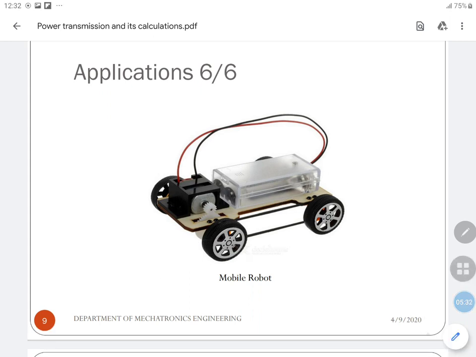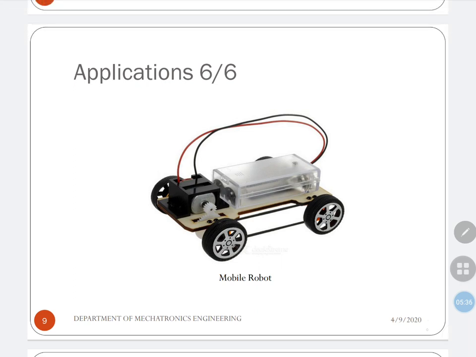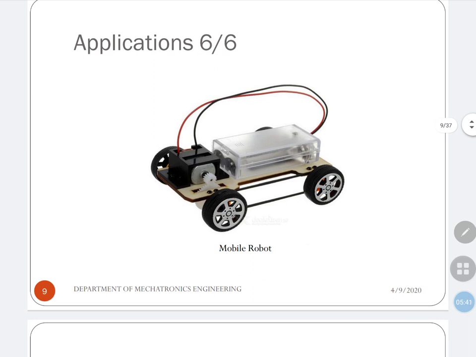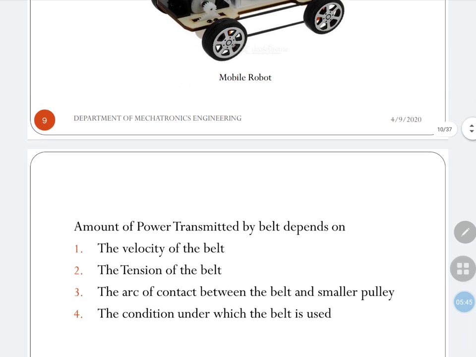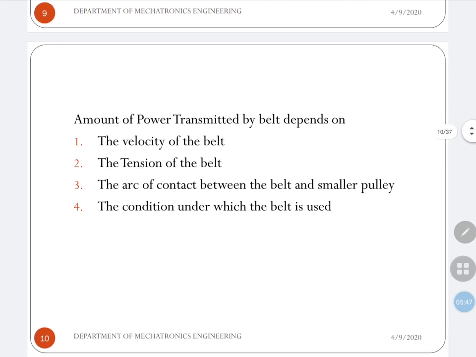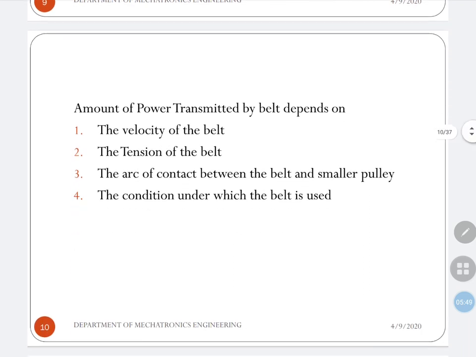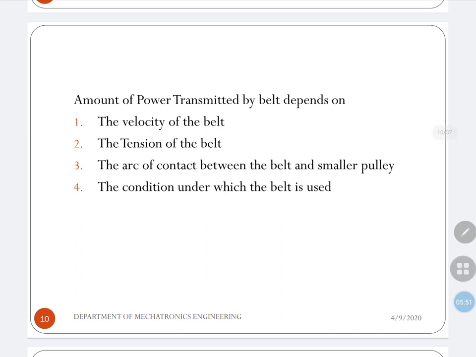Now you can see there are many applications related to mechatronics where we can use the belt and pulley mechanism, like coordinate measuring machines and many other machines.